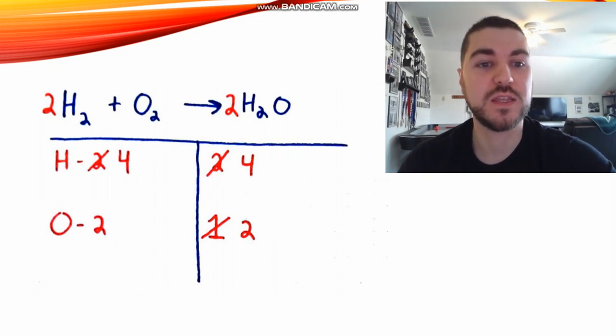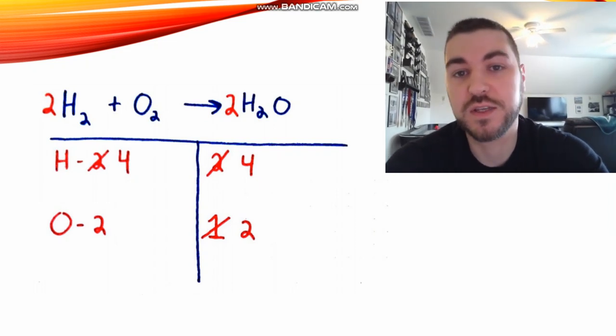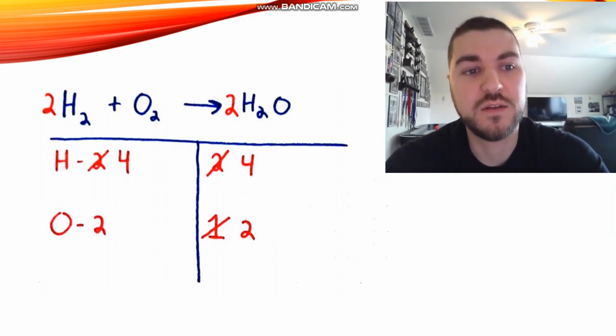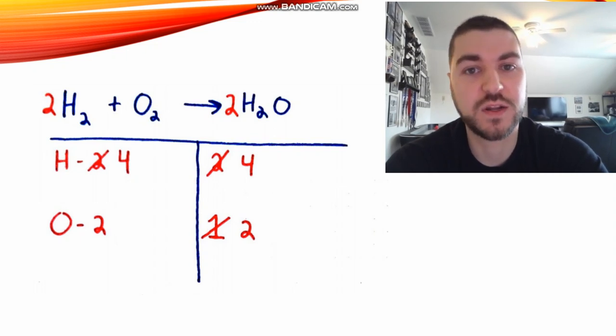So now you can see that my chart is complete. You'll always know when you get this answer right or it's complete when the number of each type of atom on the left and right side, the reactant side and product side, is equal.